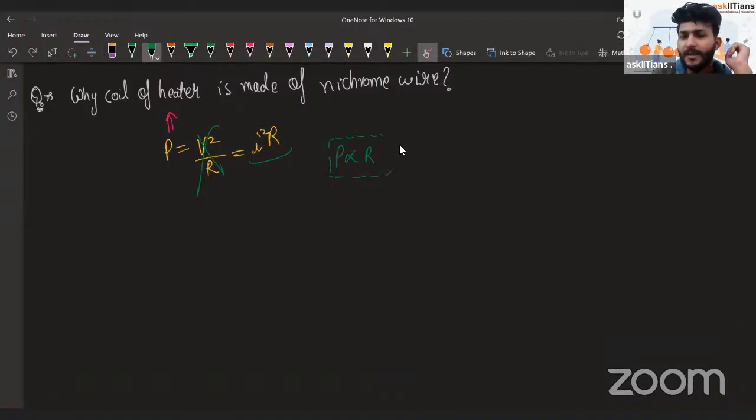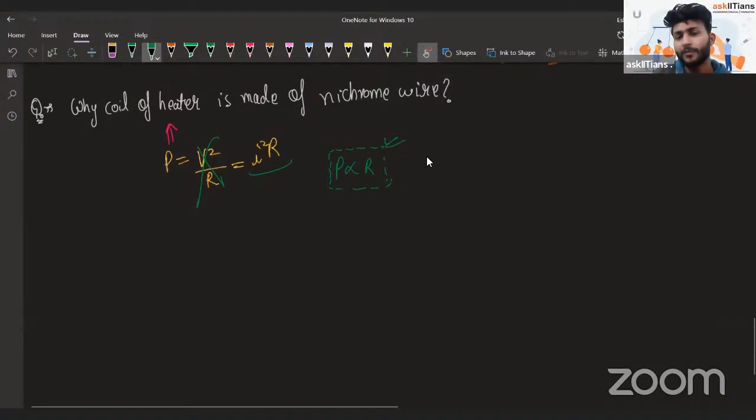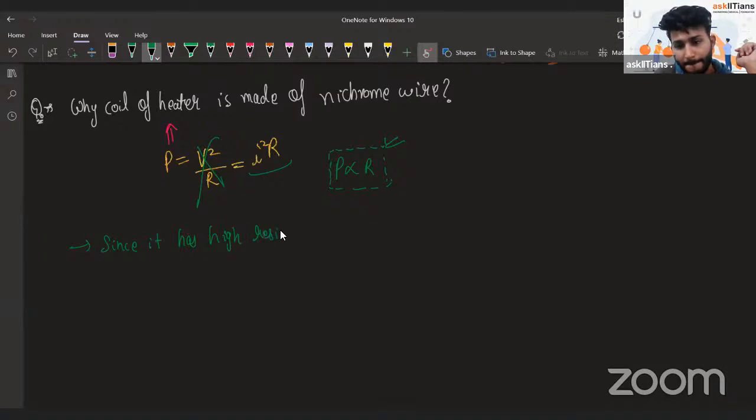There is a reason. The reason lies in how you make a heater. Actually, you connect something in series with it, but you don't need to get into it. Remember, power is proportional to R in this question. That means for more power, for more heating, you need a wire of high resistivity and a high melting point, so that even on getting heated up a lot, it does not melt easily. So these are the two reasons. It could be a 1 mark question, 2 mark question, depends, but mostly it will be a 1 mark question only in my opinion. High resistivity, high melting point.